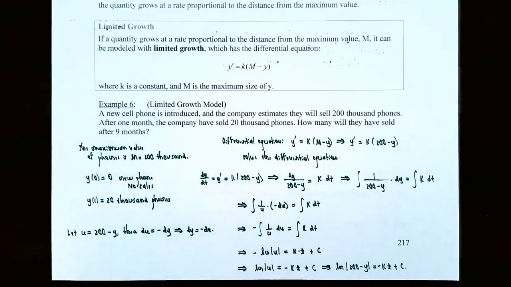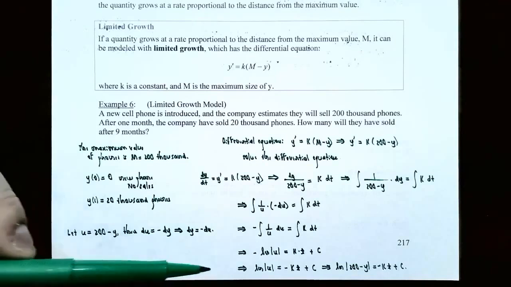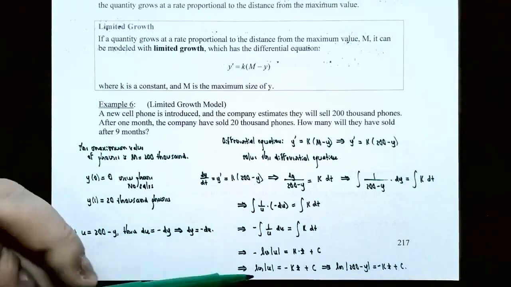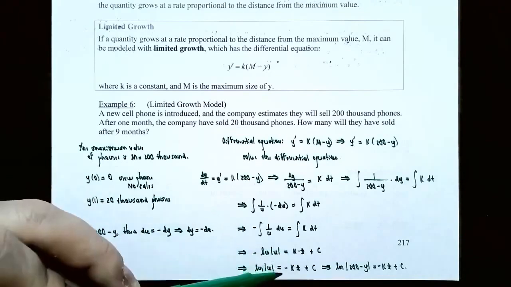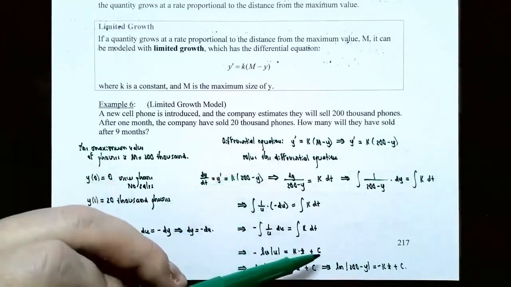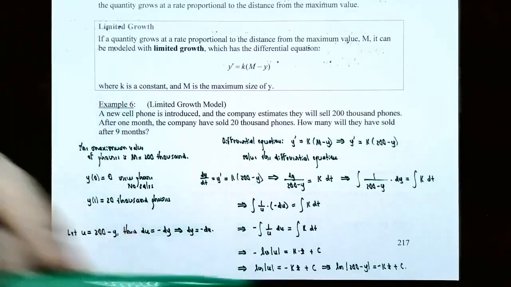So just like the last example, we want to find out what is the function that satisfies this differential equation. So let's divide both sides of the equation by negative 1 to get this natural log of the absolute value of u by itself. So natural log absolute value of u is equal to kt divided by negative 1, which will be negative k times t, plus the constant divided by negative 1, which will just be another constant, so just plus c again.